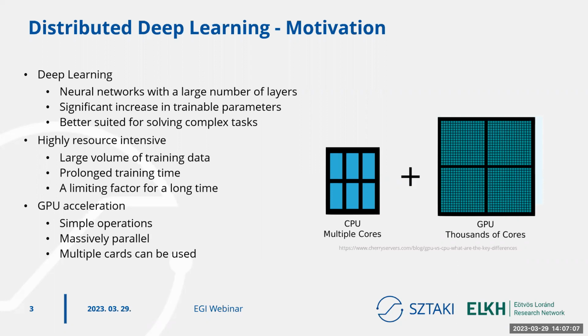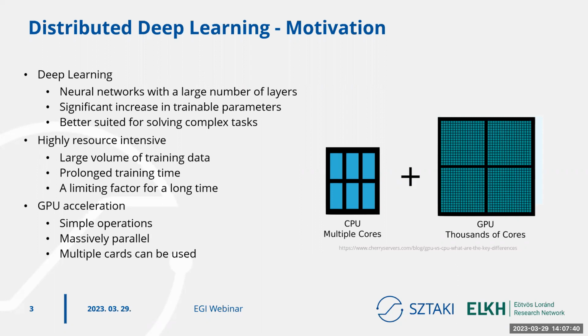This means that we need a large volume of training data in order to train them, and also the required time is significantly increased because it can take days or even weeks to train such a neural network. And these resource requirements for a long time limited the application of deep learning. But we have a number of different solutions that make this easier. One of these is the GPU accelerators.